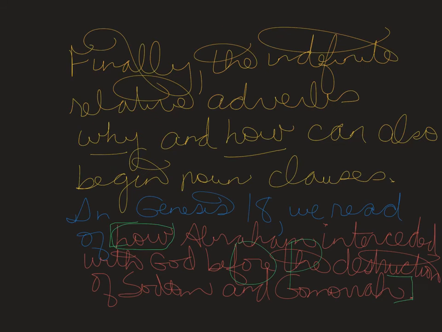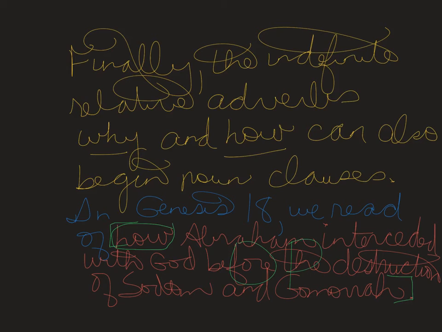Finally, last slide. Lastly, the indefinite relative adverbs why and how can also begin and signal noun clauses. Here's an example. In Genesis 18, we read of how Abraham interceded with God before the destruction of Sodom and Gomorrah. Okay, we have a long noun clause here.